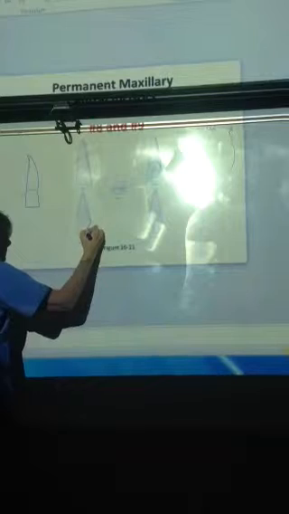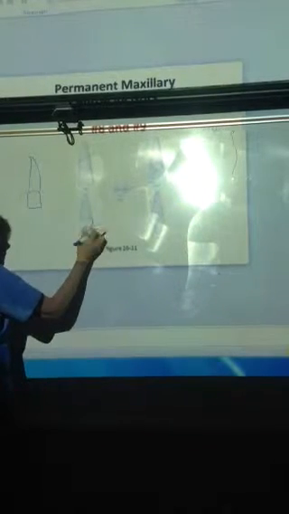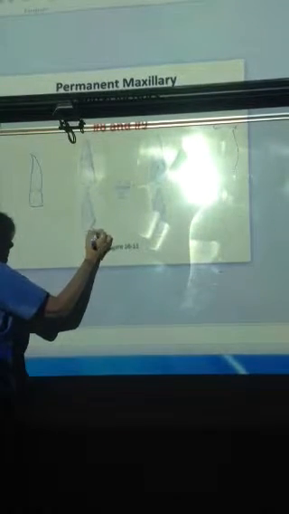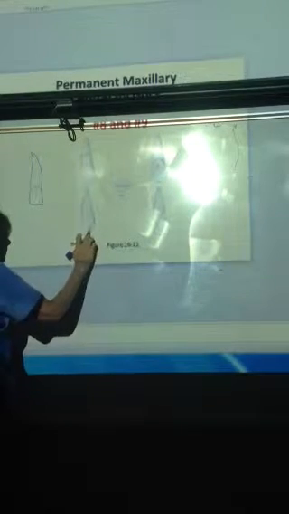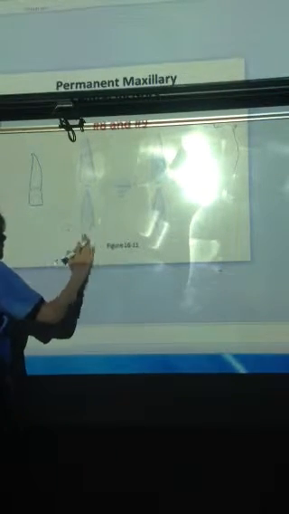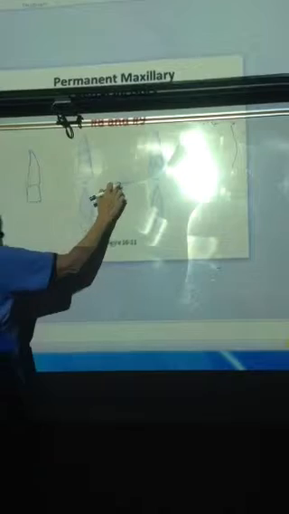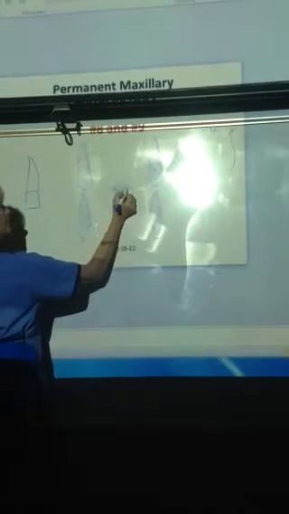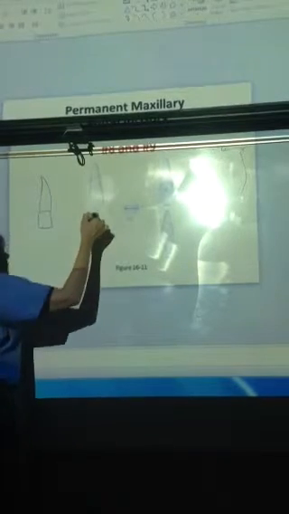So if I'm looking at this, this is obviously a cingulum and not a cusp for a premolar, right? So I know, looking at the occlusal table, it's an incisal. I can see the incisal edge. I look at the root and it's very conical. I know it's a central.